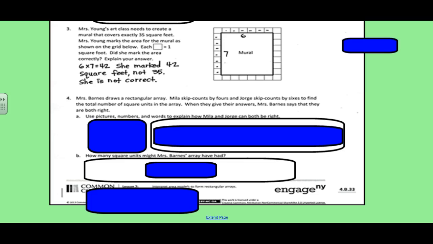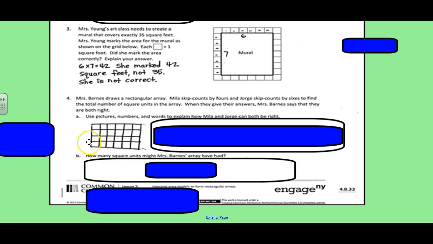Whenever you draw your rectangle, make sure that you have all of the squares in the rectangle, and use words to explain how they both can be right, and use numbers to tell me how they both can be right. Whenever it says use numbers, I do want you to write down the equations that would help to find the area. Whenever you're ready to check your answer, you may push play.